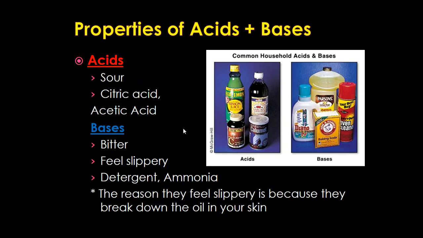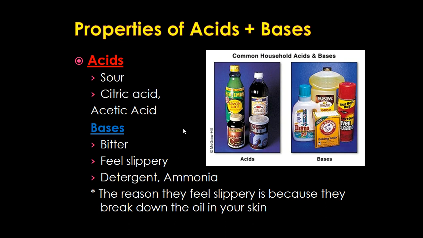So if we look at this, properties of acids and bases, you should write this down. Acids tend to be sour. Think of Sour Patch Kids. They contain citric acid. Acetic acid, of course, we can consider that like vinegar. Bases tend to be bitter. Good examples of that would be like soap or baking soda.